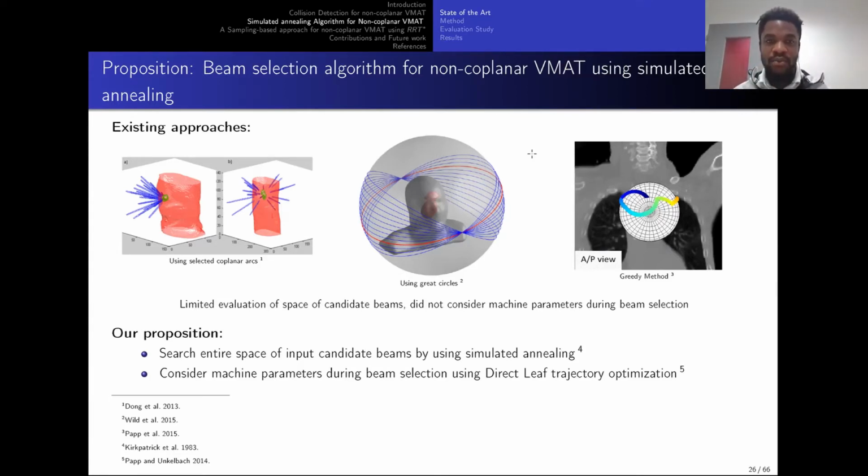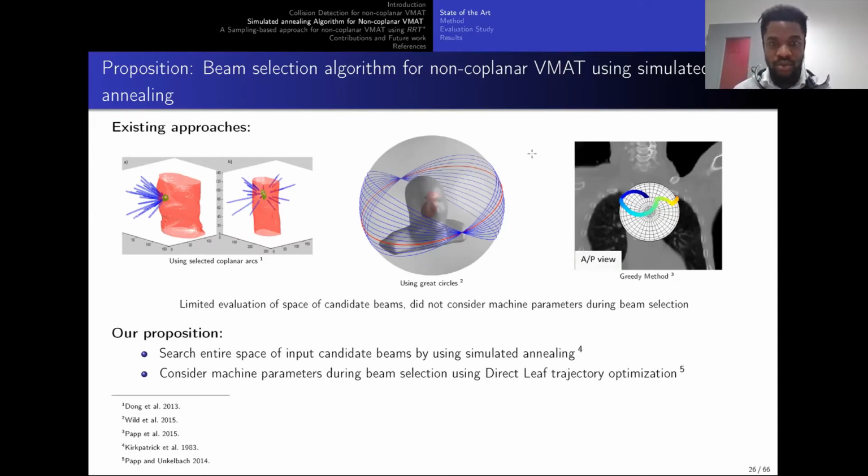For us, we found that most of these methods in the state of the art, because of the huge size of the problem, always try to limit the space where they make the evaluation of the candidate beams. The size of the space is 4 pi. It's very huge. So they always try to limit this, and most of them did not consider the machine parameters when they select these beams, which is quite important because in VMAT, you are trying to optimize the machine parameters. So for us, we wanted to consider the machine parameters when we select the beams.